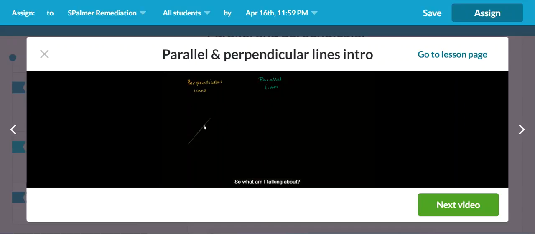So what am I talking about? Let's say that this is one line right over here, and that this is another line right over here. We would say these two lines are perpendicular if they intersect at a right angle. So they clearly intersect. In order for them to intersect at a right angle, the angle formed between these two lines needs to be 90 degrees. And if any one of these angles is 90 degrees, the rest of them are going to be 90 degrees, and we have perpendicular lines.